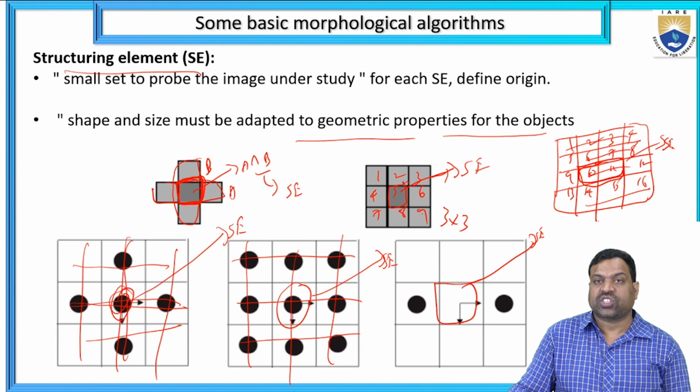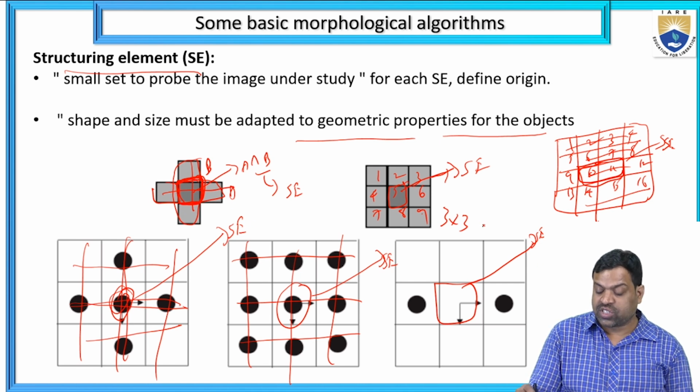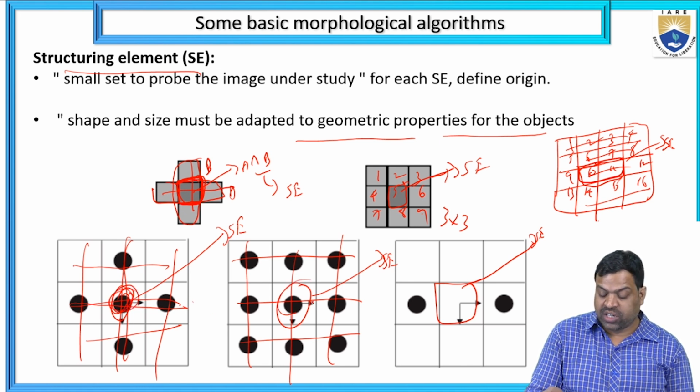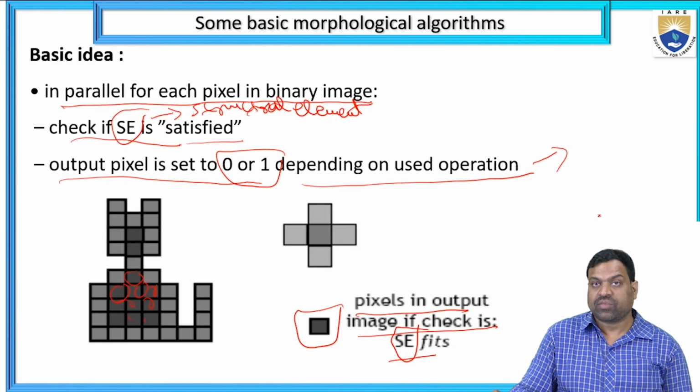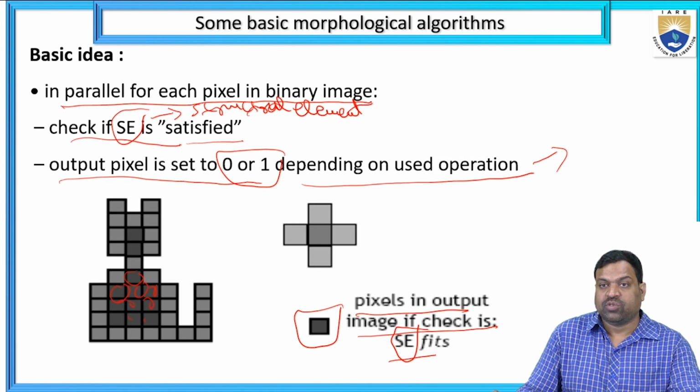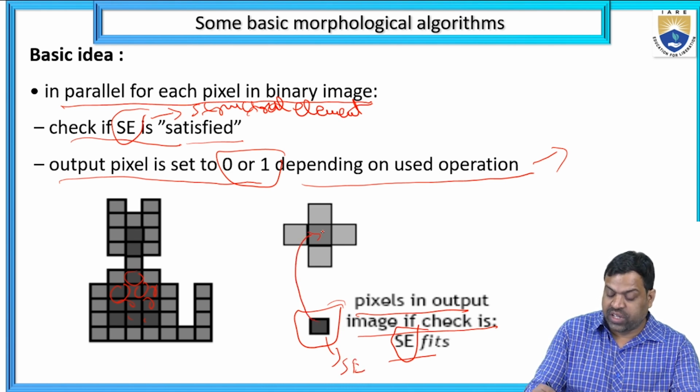And another thing is the structuring element. The small set of probe, the image under study, is a structural element, and the shape and size must be adapted to the geometric properties of the objects. So here the common thing is the structural element. Here a 3 by 3 function, so the middle point is 5. It is a structural element. Here also the middle point is a structural element. Here also it is a structural element. Here a 3 by 3 matrix, the center point is a structural element. And the basic idea about this is S is a structural element. Where I kept it here, that means it is a structural element.